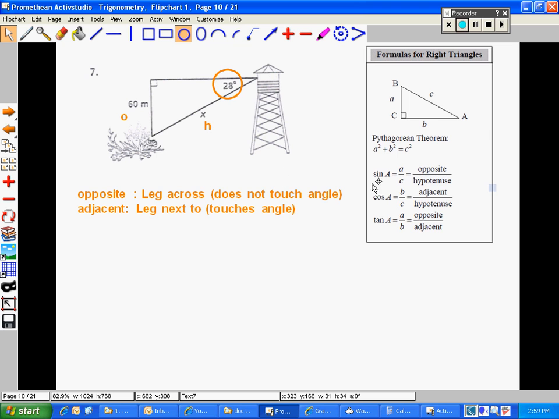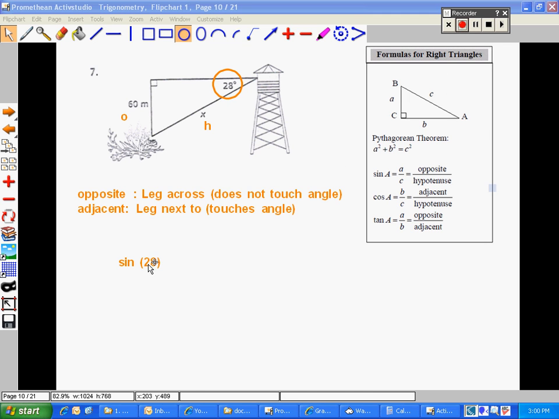So, two reasons I use my formula sheet. First, decide which trig function to use. It gives me opposite and a hypotenuse. So I have to use sine. Sine is opposite over hypotenuse. So I'm going to set up my equation.